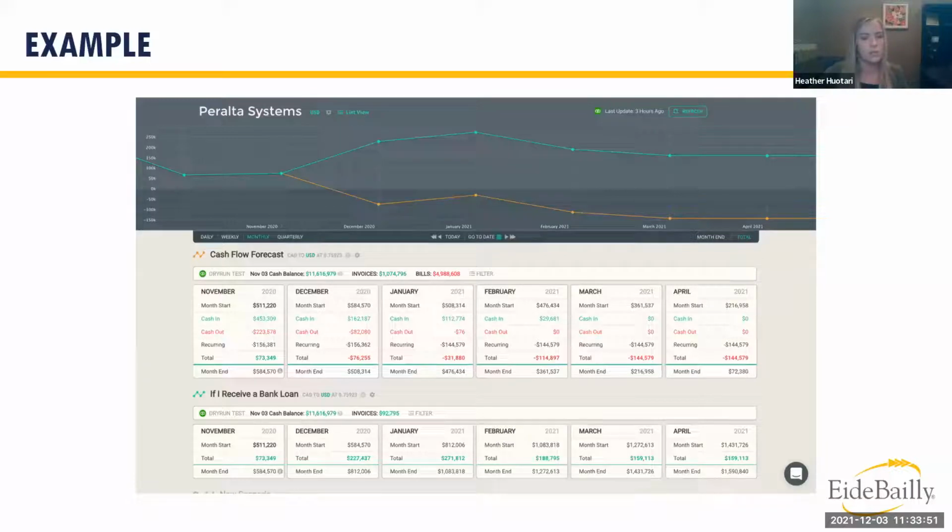And also, it does assist with building out these forecasts for you by using algorithms and forecasting things out in a really easy fashion.